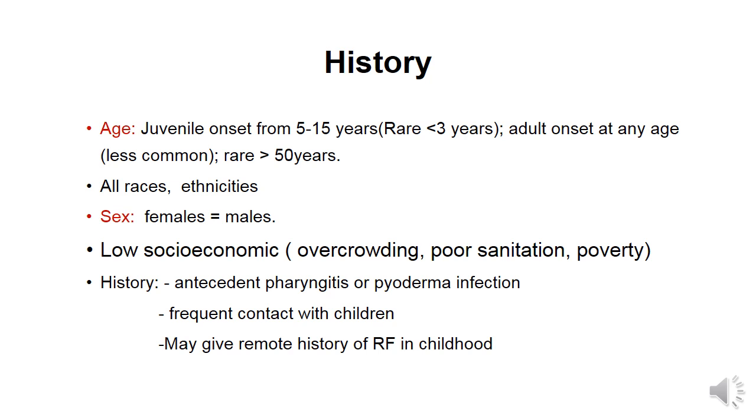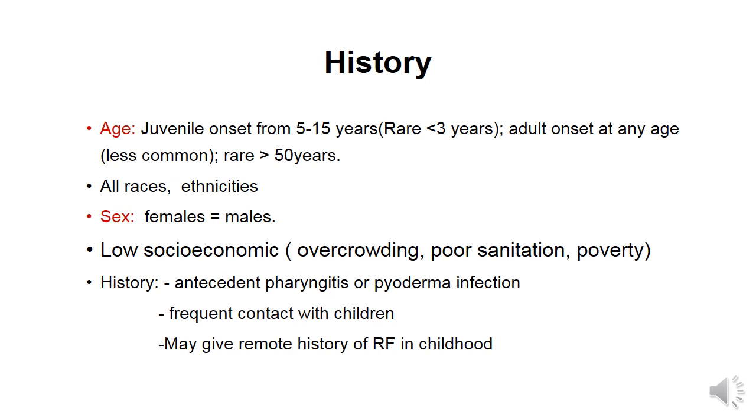So how to diagnose? First of all, we have to take a good history. Regarding the age, it usually occurs early in life. The juvenile onset usually starts from the 5th to the 15th year of age. It's very rare to occur in those who are less than 3 years, because they still do not have a well-developed immune system.